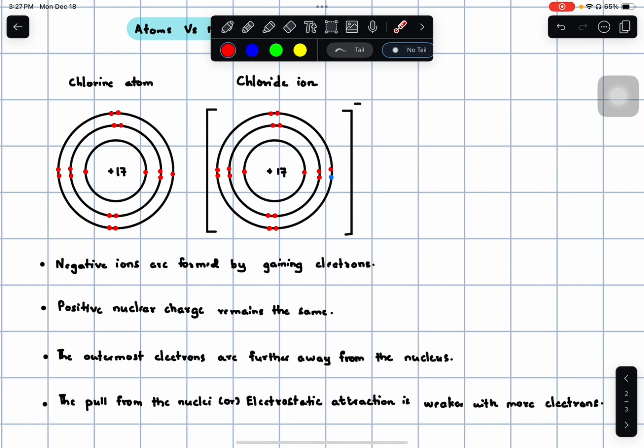However, their positive nuclear charge will remain the same. And because of the addition of the electron and the shielding itself, the outermost electrons are going to be further away from the nucleus. And that's why the pull from the nuclei, or the electrostatic attraction, is going to become weaker with more electrons. It means that negative ions are going to be bigger than the neutral atoms.